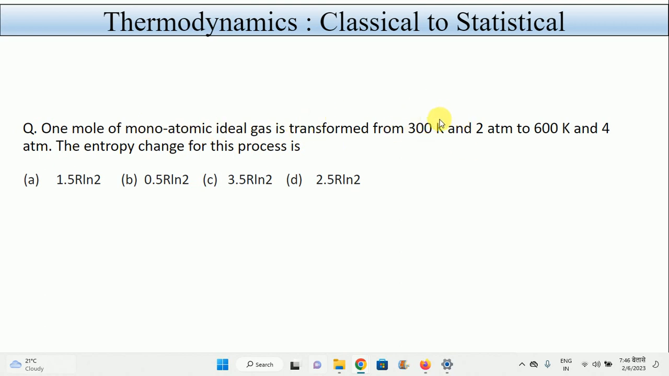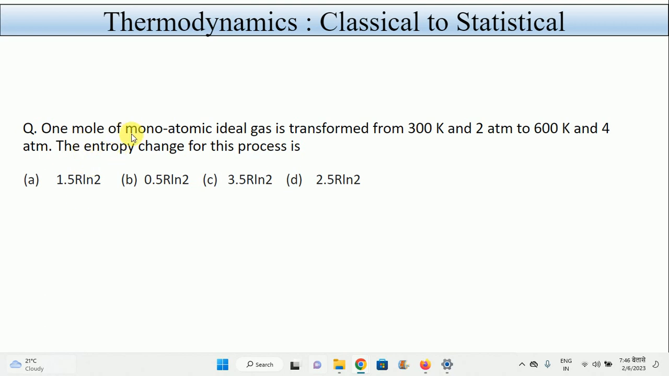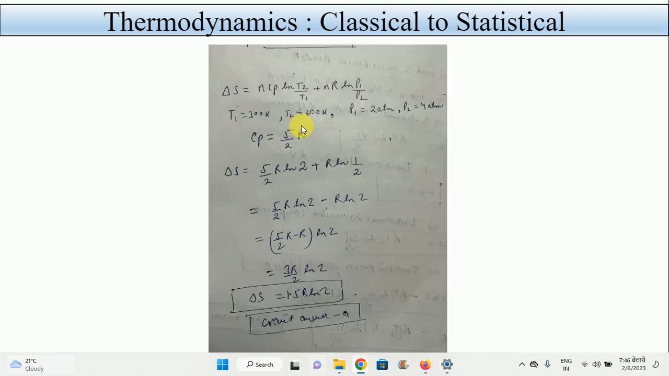Temperature T1, pressure P1, temperature T2 and pressure P2. And what else do we need? Cp. For Cp we are given that it is a monatomic gas, and for a monatomic gas it is 5 by 2 R. So we know all the quantities and we can put them in our formula and get the answer.